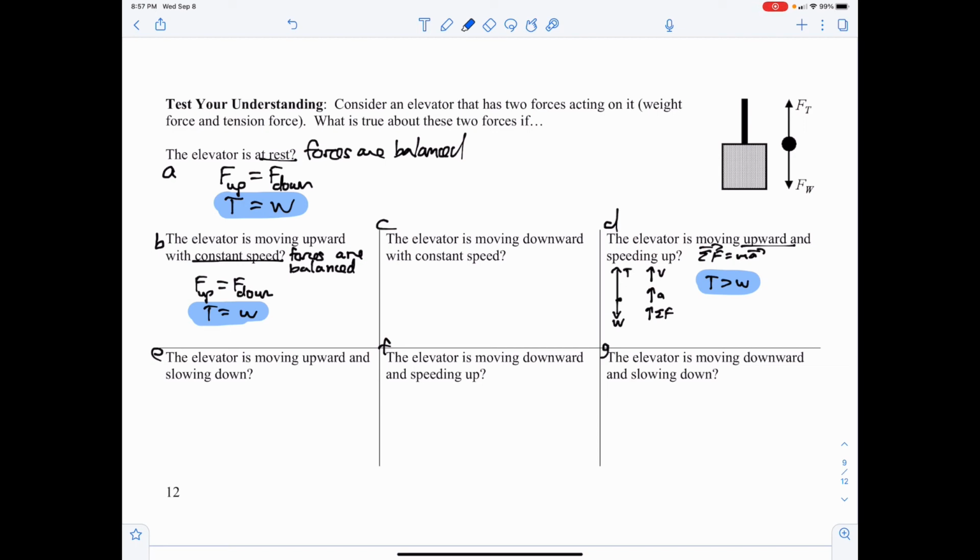Pause the video and try C, E, F, and G. Then resume the video to see how you did.